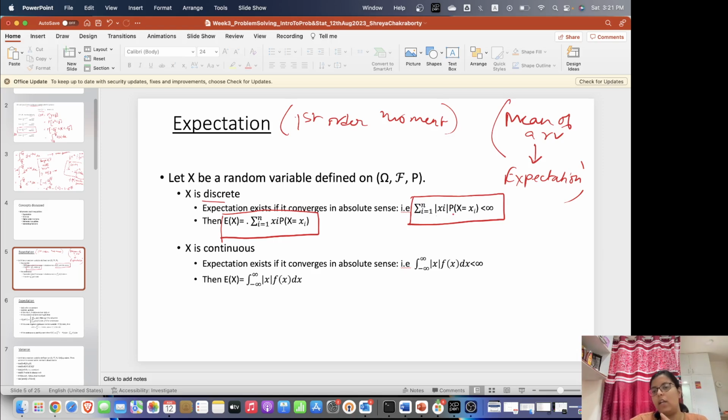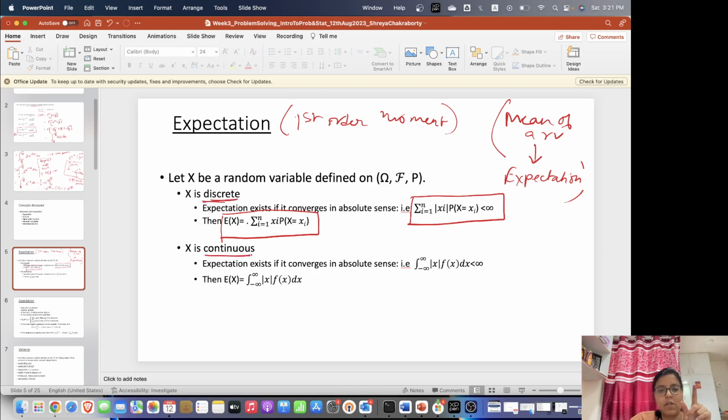Mod of xi into probability x equal to xi should be finite, and then only we can write expectation as summation of xi without the mod, probability x equal to xi. This is what happens in a discrete case.